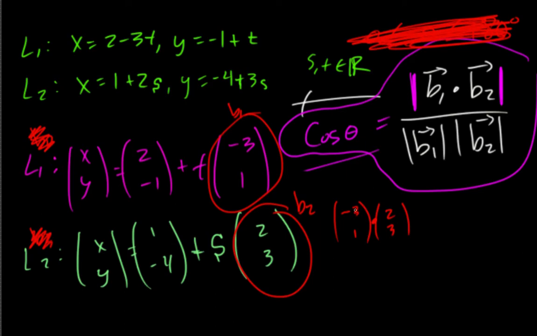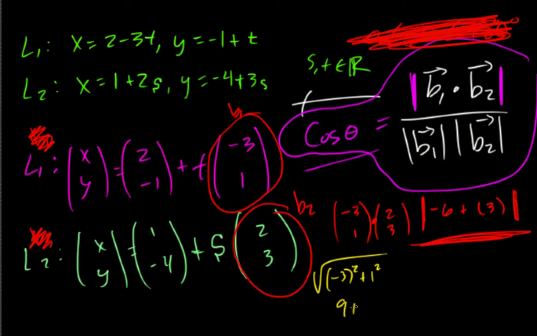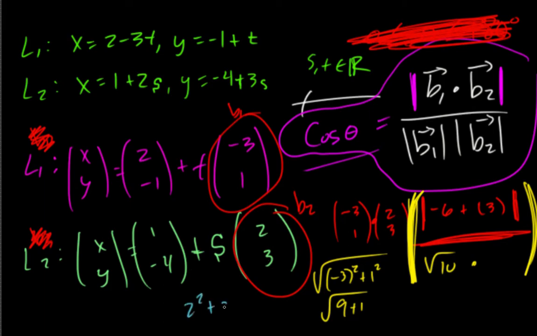of these two, we're going to multiply the tops and then multiply the bottoms and then add those. And so we end up with negative 3 on top. And then I need to find the magnitude of each of these. So negative 3 squared plus 1 squared. So that's 9 plus 1. So that's square root of 10 on the bottom. And then if I find the magnitude of B2, it's going to be 2 squared plus 3 squared, square rooted, 4 plus 9. So that's 13.